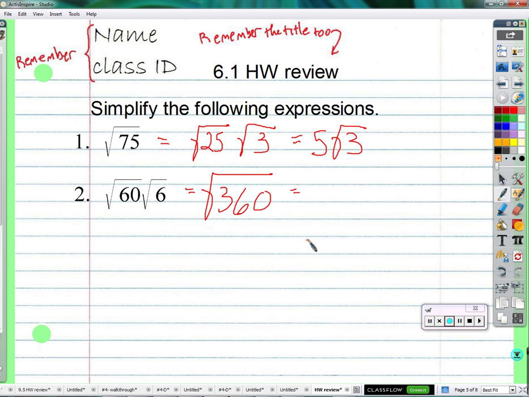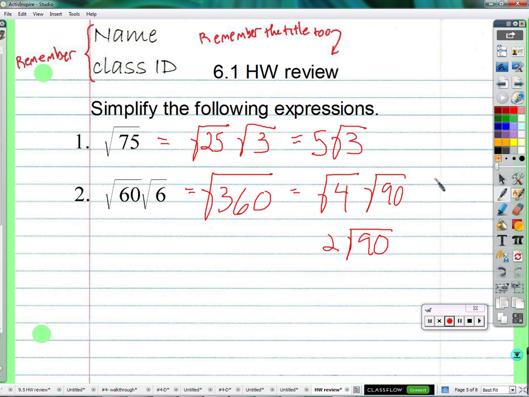Anybody? 4 times 90. Absolutely true that the square root of 4 times the square root of 90 is the square root of 360. So that would be 2 times the square root of 90, right? But 90, though? Does 90 have a factor in it that has a square root as well? So just do 90. Don't tell me what you did with the square root of 360. Tell me what you would do with 90.